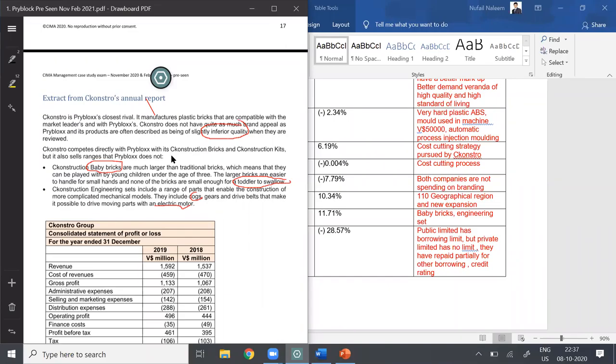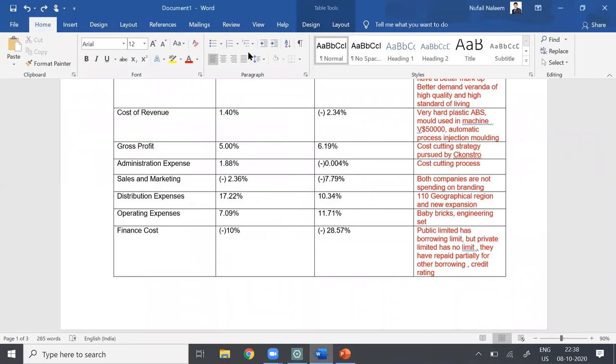Okay. In other words, they don't have that brand identity like Priblock or the main player. Students, any other questions, please? Is that clear?